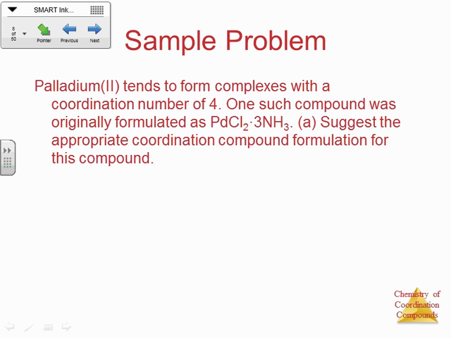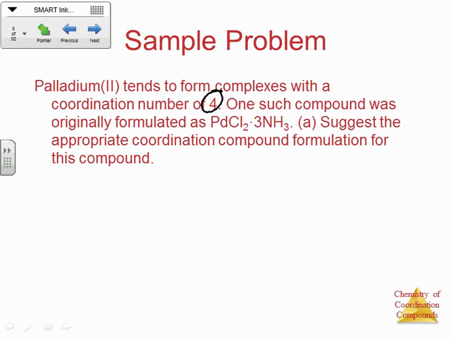So palladium tends to form complexes with a coordination number of 4. One such compound was originally formulated as PdCl2·3NH3. Suggest the appropriate coordination compound formulation for this compound. Okay, so if it has a coordination number of 4, then that means that palladium likes to have 4 things covalently bonded to it. That's basically what that coordination number means.